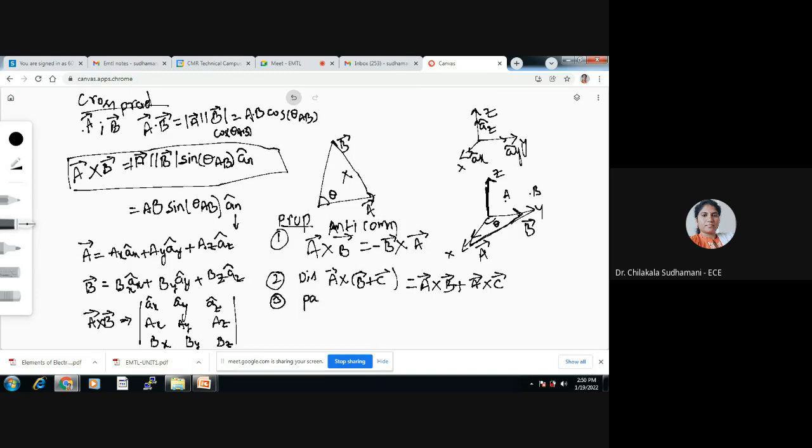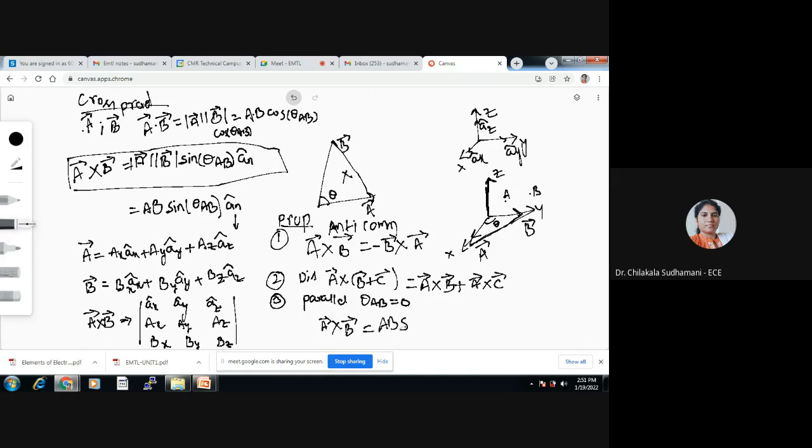In the previous case we saw this, right? Parallel to one another, perpendicular. If two vectors are parallel, then what is the angle between those two? 0. So theta AB, if I consider two vectors A and B, then the angle is 0. Then what is the cross product, A bar cross B bar? What is the formula for A bar cross B bar?